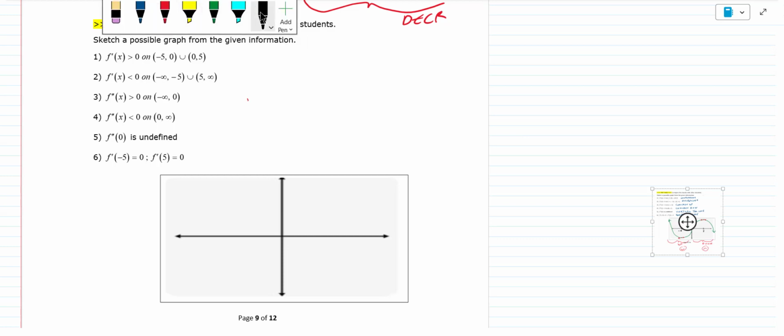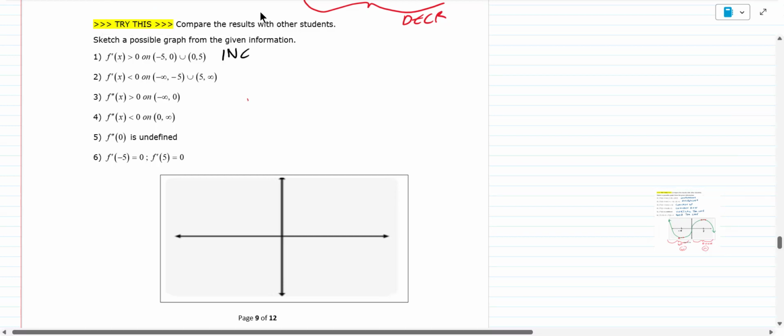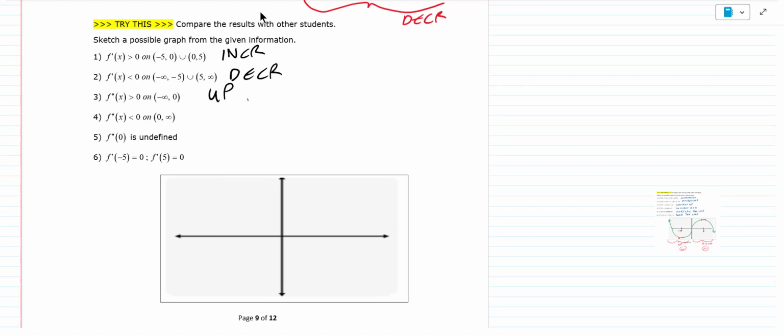Everybody knew this pretty much automatically. You know that you're going to increase, then decrease, then you're concave up, you're concave down. The derivative's undefined: that's either a sharp point or a vertical tangent. And step 6 is you have horizontal tangent lines like that. Step 5 is kind of where everything changes.